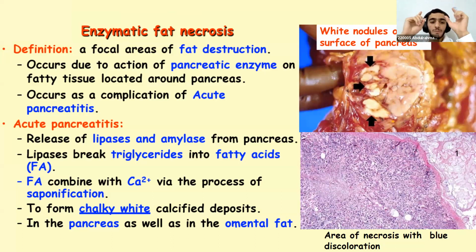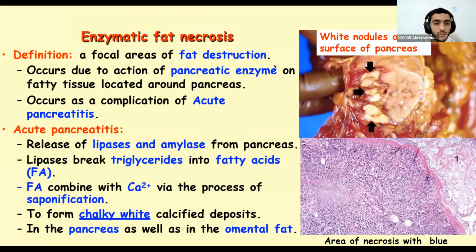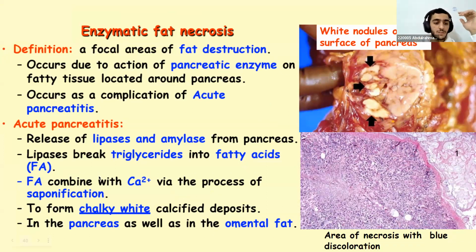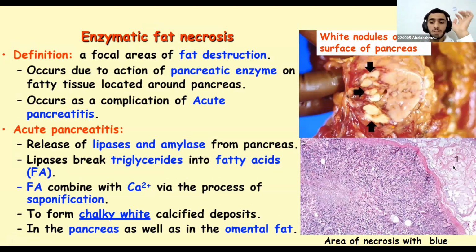However, there is something that happens in this area, which is referred to as saponification. Wait, let me check if it's in the slide. All right, so it's not in the slide. Oh, there it is. Okay, so we have the process of saponification. Saponification is basically the fatty acids combining with the calcium. So the fats that are broken down combine with the calcium, and this creates saponification. And the saponification is going to allow it to hold its shape and hold its structure.